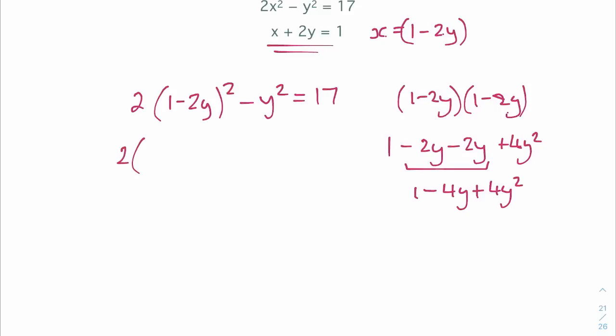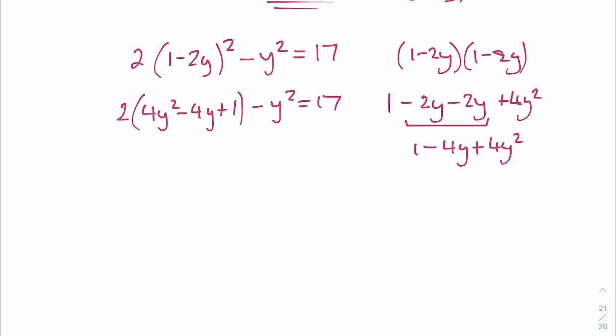So inside that bracket we have 4y squared minus 4y and then plus 1. And then we've also got the minus y squared equals 17. Obviously this is just a little bit trickier just because we have that 2 on the outside, so we need to double everything in the bracket there. So that's going to become 8y squared minus 8y plus 2, and then minus y squared equals 17.